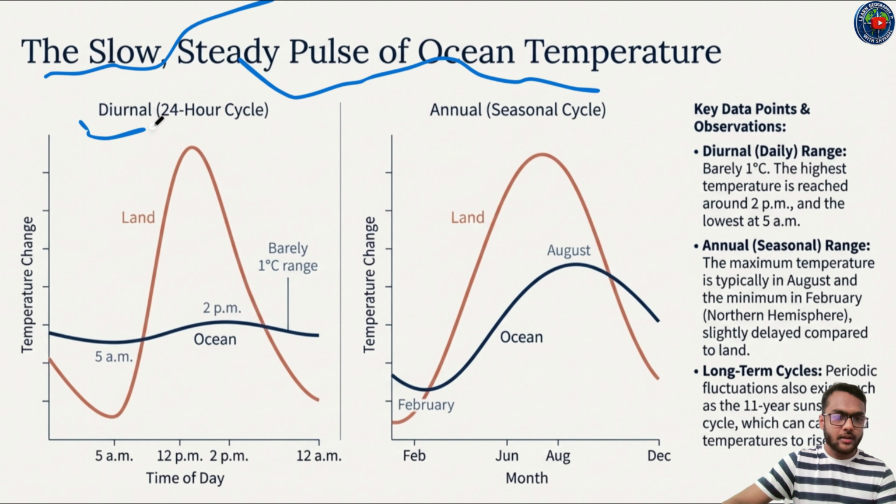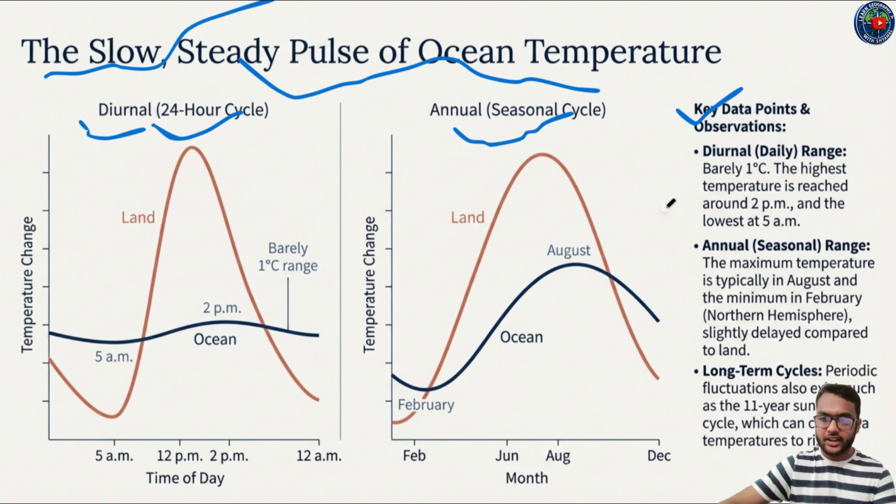The slow, steady pulse of ocean temperature: the diurnal 24-hour cycle and the annual seasonal cycle. The diurnal range is barely 1 degree Celsius. The highest temperature is reached around 2 p.m. and the lowest at 5 a.m. This is the daily temperature interval.